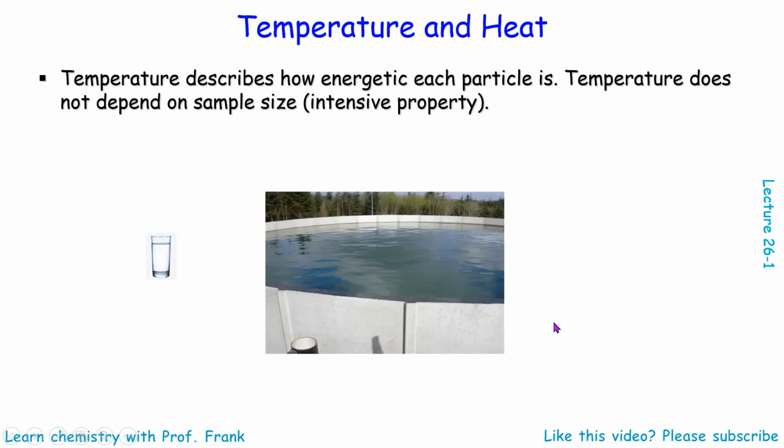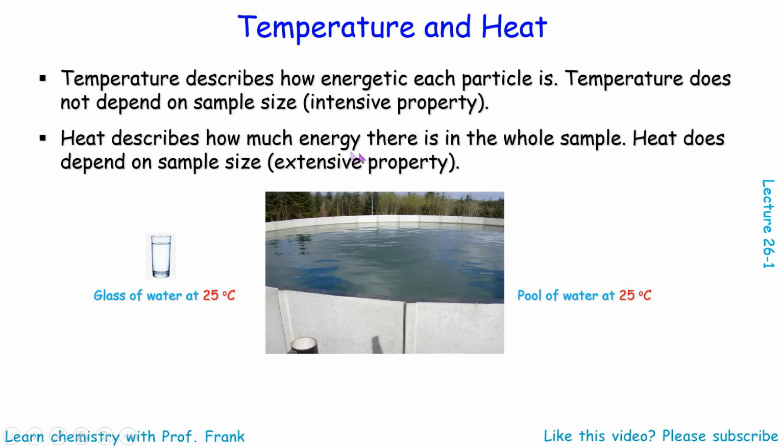Let's take a look at two samples of water. One is a glass of water, another one is a pool of water. And they both are the same temperature, let's say 25 degrees Celsius. Okay, so the temperature is the same. It does not depend on the mass or how much water you have. You see? If you have a pool of water, it's 25 degrees Celsius. If it's a glass of water, 25 degrees Celsius.